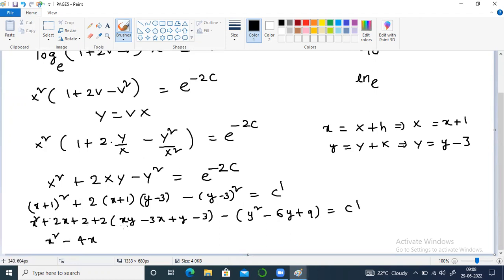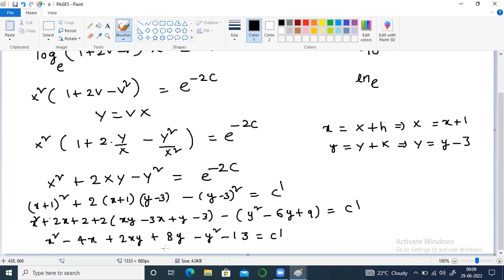Xy terms, only 1, 2xy. Y terms, plus 2y, here plus 6y, plus 8y. Any y square terms? Yes, of course, minus y square. Any constant term? Here plus 2, here 2 into 3 minus 6, minus 6 plus 2 minus 4, minus 4 minus 9, minus 13 is equal to c dash.